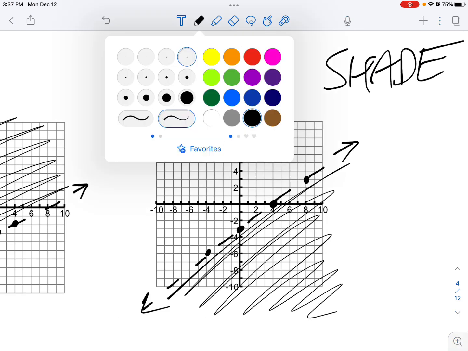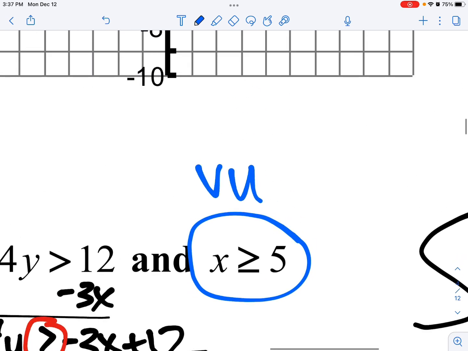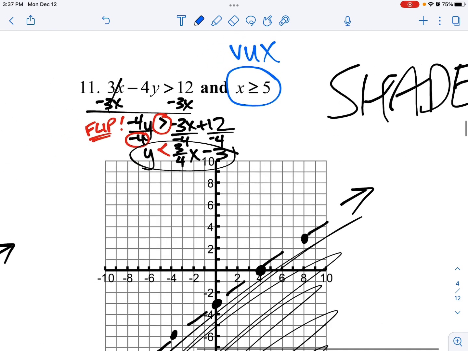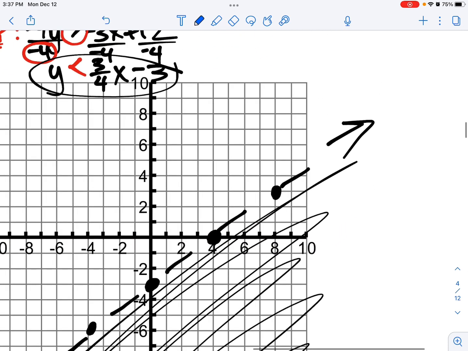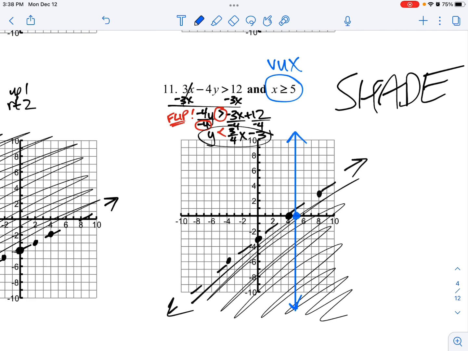Now let me do this other one in a different color so it stands out. Oh, x is greater than or equal to 5. That's awesome. It's a vertical line that goes through x equals 5. Great. Okay, so on the x-axis, because it says x, this is the x. Put a dot at 5. There it is. And this is going to be a vertical line, so it looks like this. Love it. And that's because it's x.